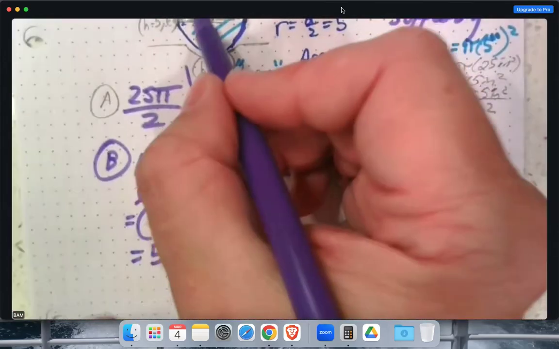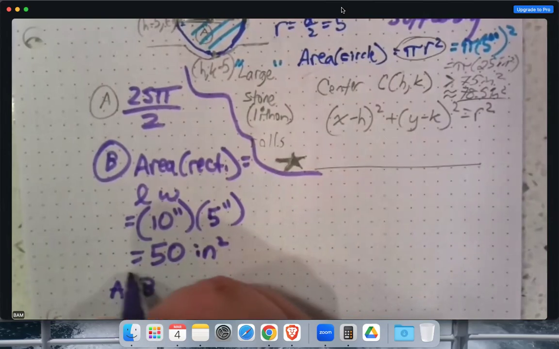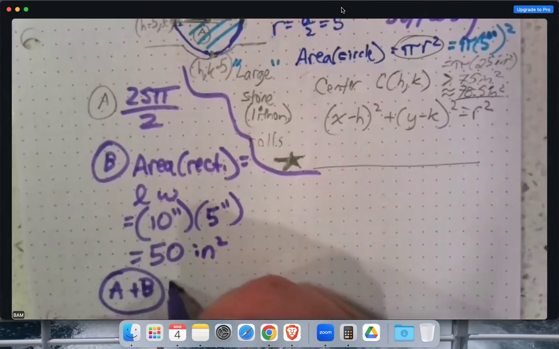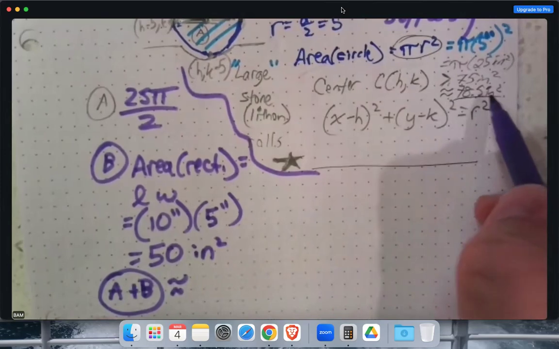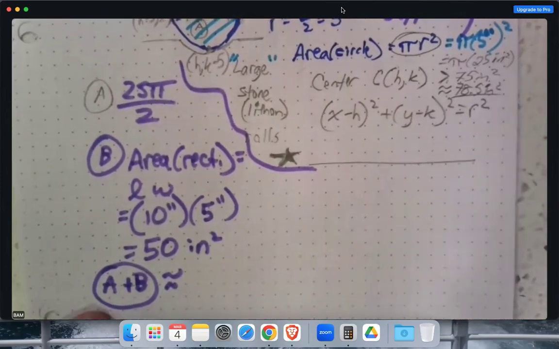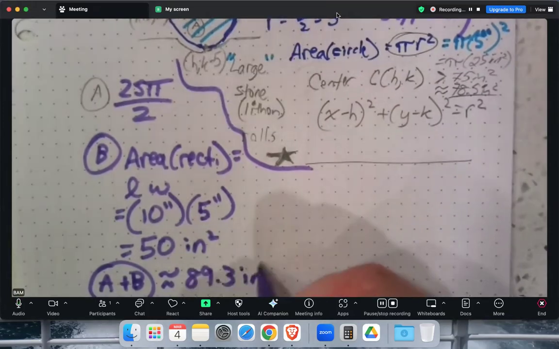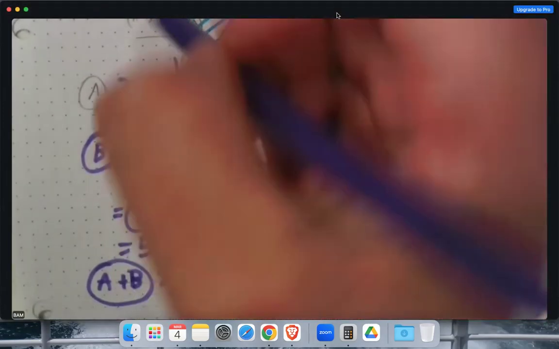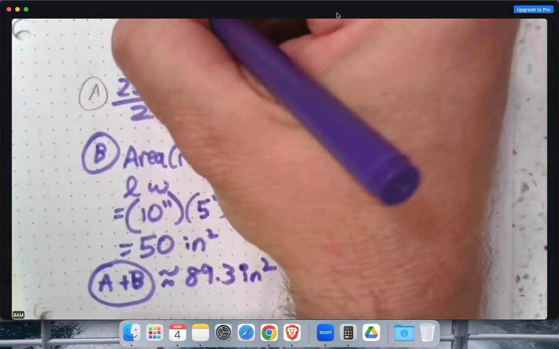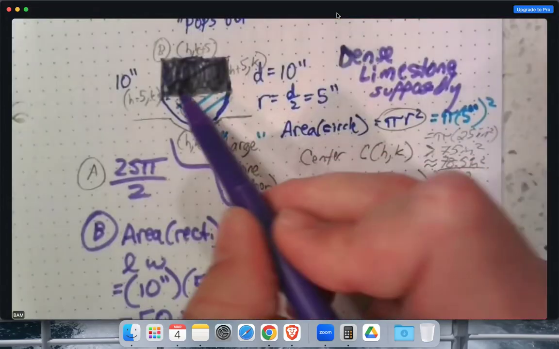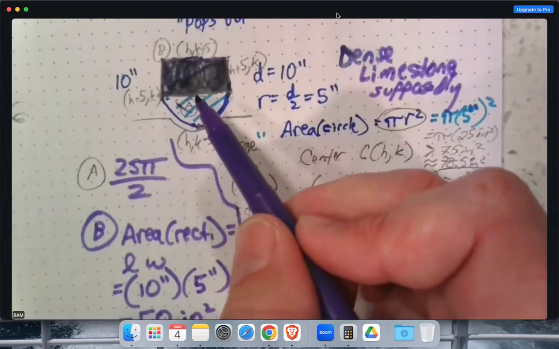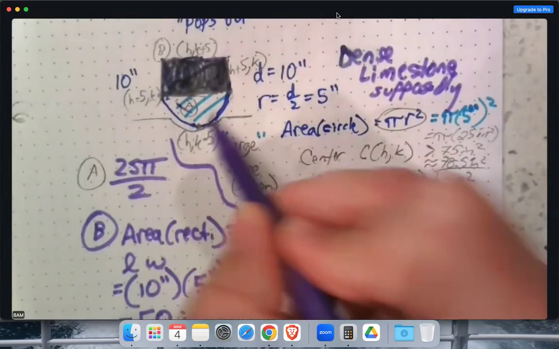So A plus B is approximately 50 plus half of 78.5, which is going to be 89.3. So this model with the rectangle has more area than the model that was just a circle.